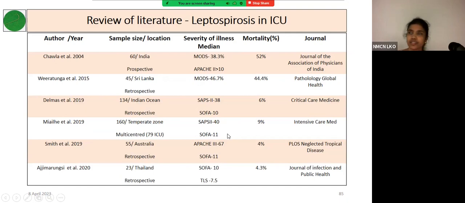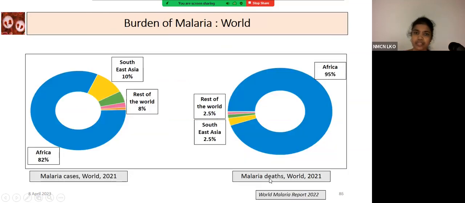These are the literatures on leptospirosis in ICU, and most of them are prospective and multicenter studies from different parts of the world, taking a variety of severity of illness scores. It has been seen that the maximum mortality was 52% in one of the studies from India, published in 2004. And in the recent study published from Thailand in 2020, the mortality was 4.3%.